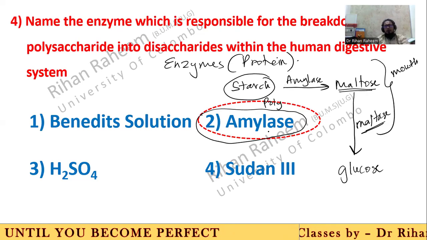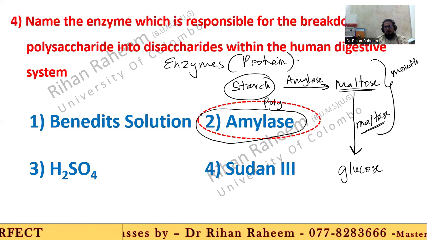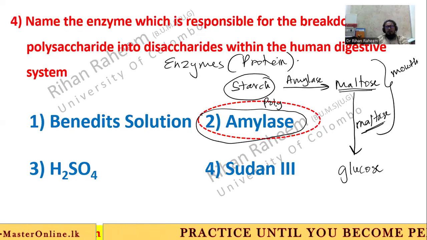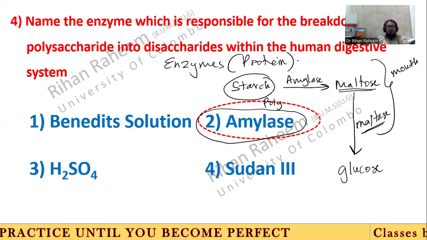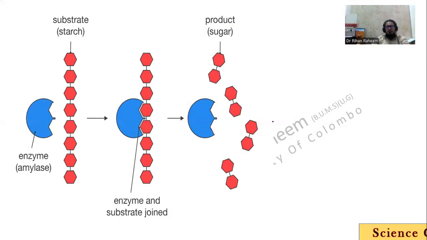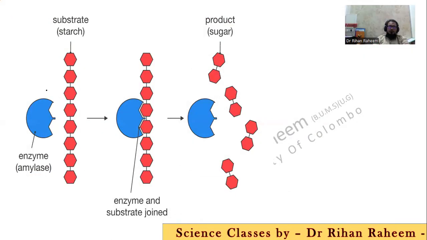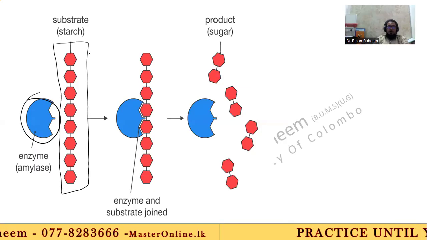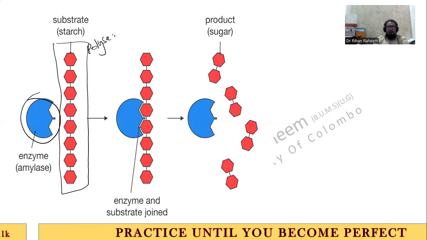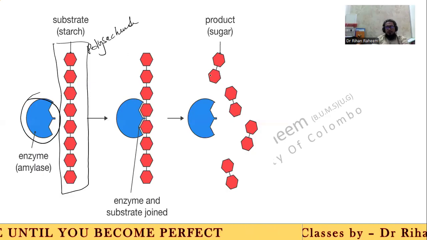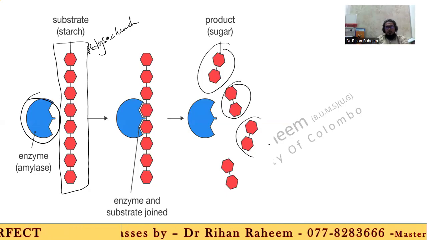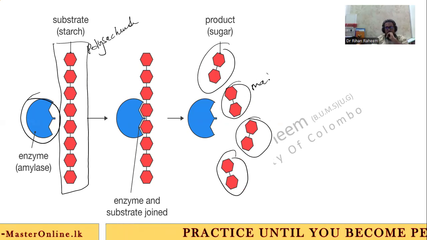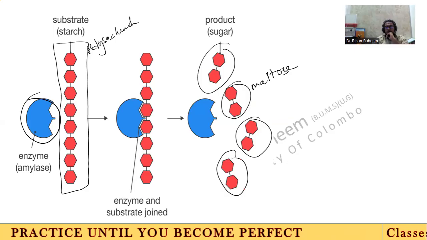I hope you all are clear about it. Those who came to my theory classes, check and see: whatever enzymes are there in your syllabus, I have already given in grade 10 itself. So this is the function of the enzyme. Here you can see amylase and starch, a long chain polysaccharide. After the reaction, it is breaking down to disaccharide. Disaccharide means two glucose molecules. This disaccharide's name is maltose.